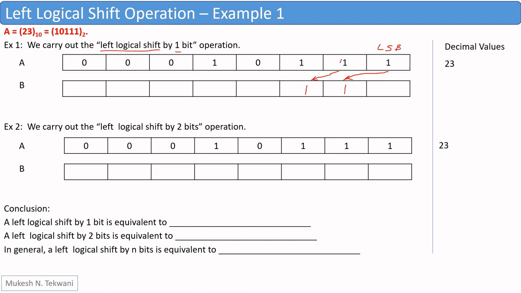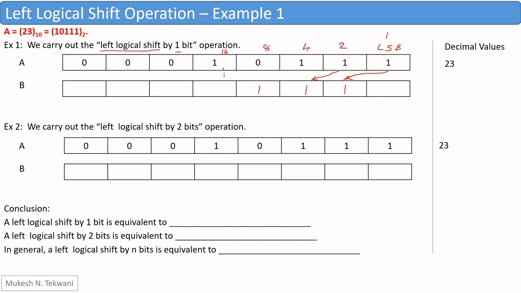Originally, this bit was in a position where the weight is 1. This bit was in a position where the weight was 2. This was in the position with weight 4, weight 8, weight 16, etc. So the bit which is in the weight 2 position has been shifted into the higher position, shifted to the left by 1 bit. Similarly, this bit is shifted to the left by 1 position.